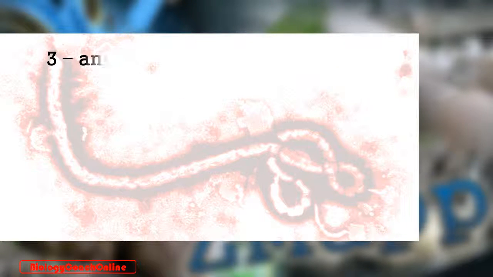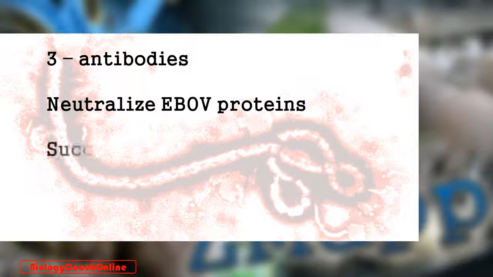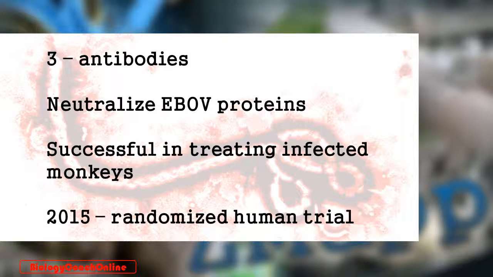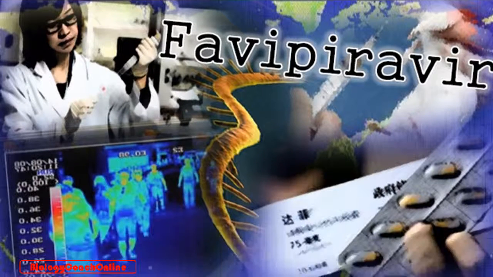So here are some important points to remember about ZMapp. ZMapp consists of 3 antibodies. The antibodies neutralize Ebola virus proteins. It has been used to successfully treat infected monkeys, and it is currently being used in a randomized human trial that was begun in 2015.